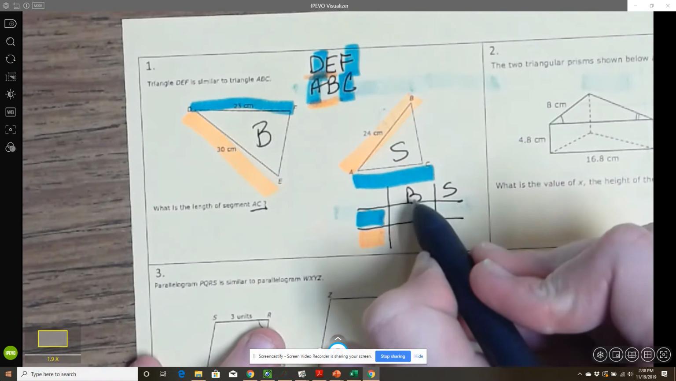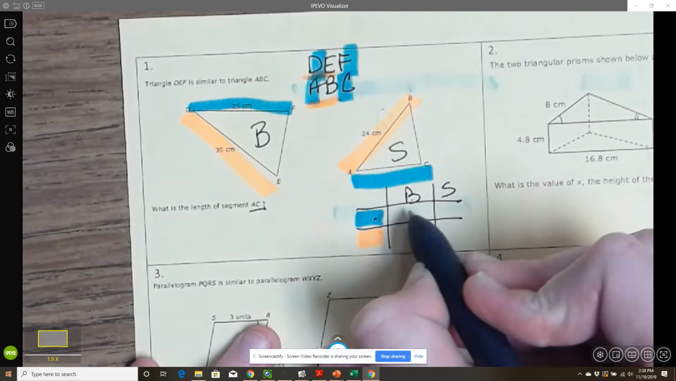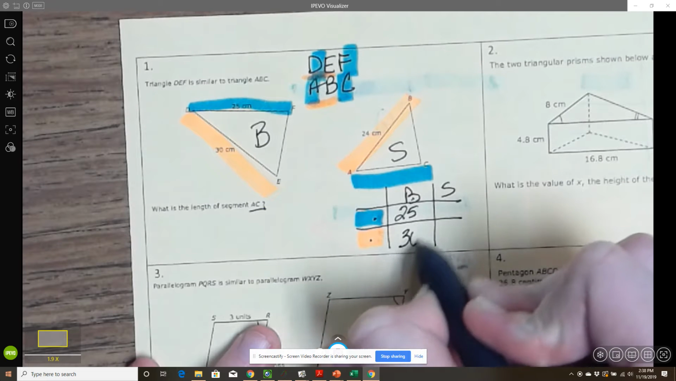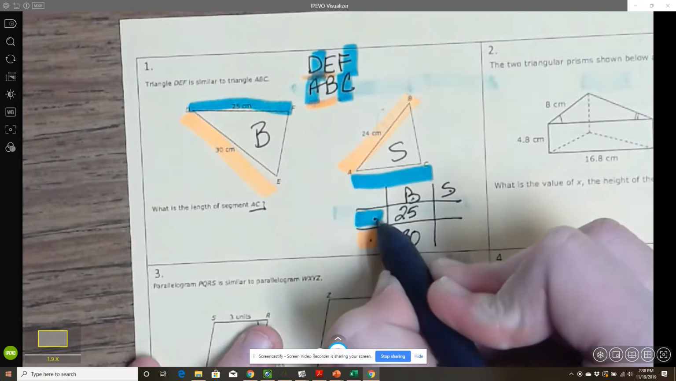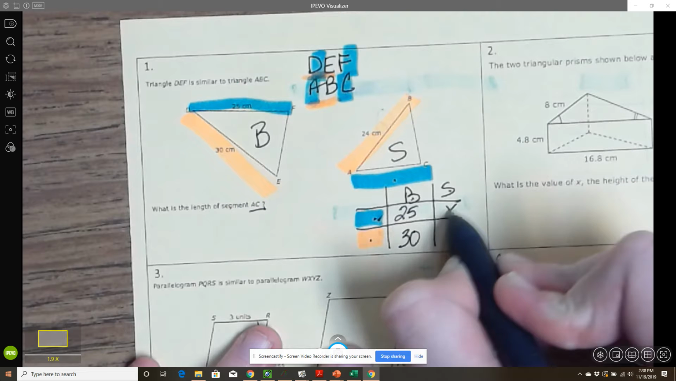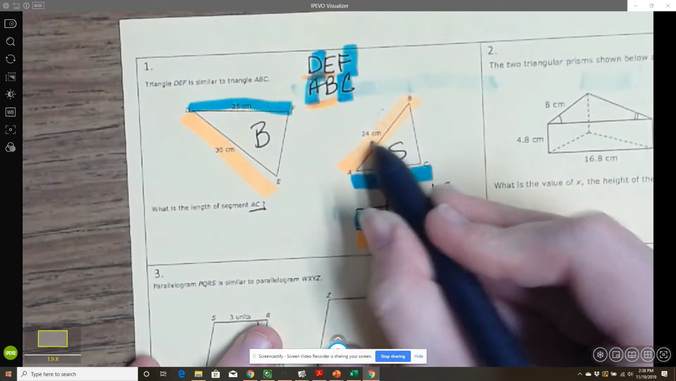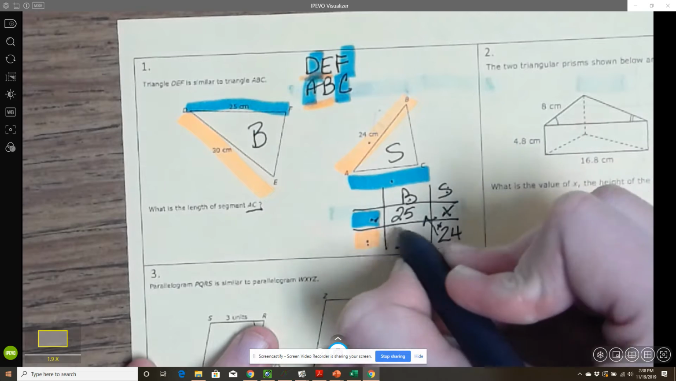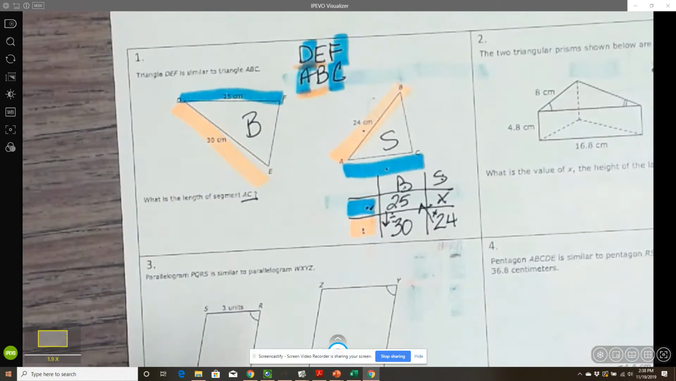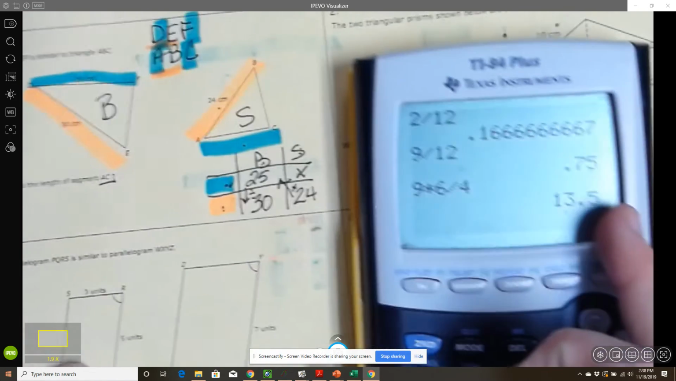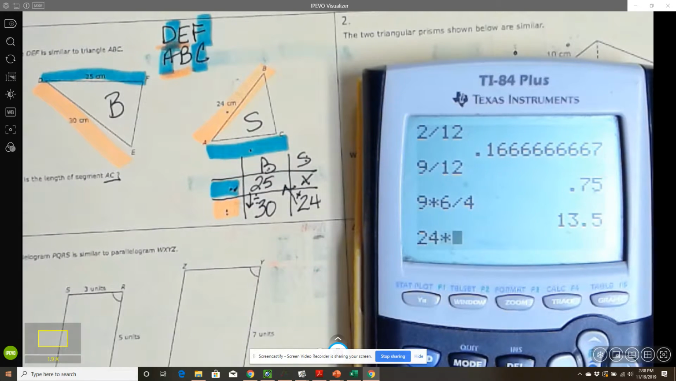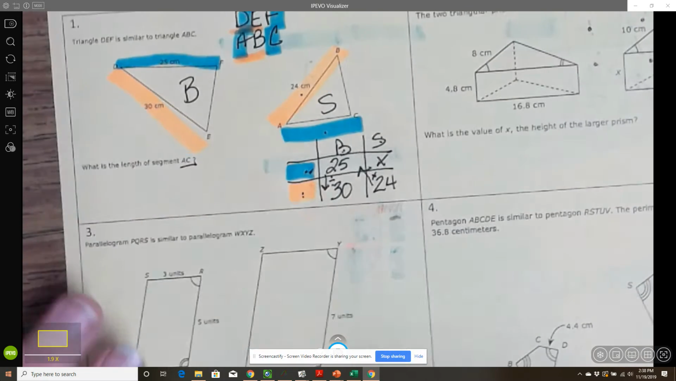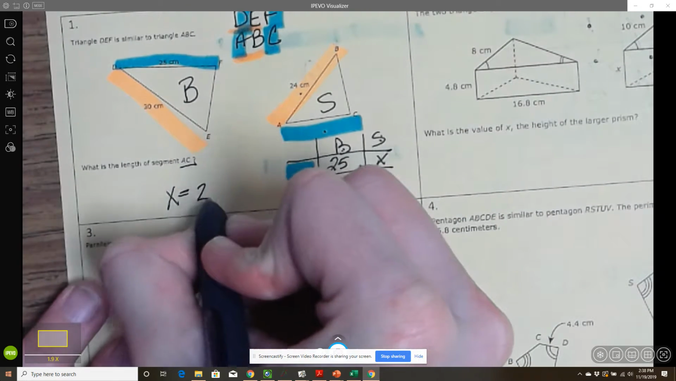And so big triangle, blue side is 25. Big triangle, orange side is 30. Small triangle, blue side, that's my missing. Small triangle, orange side is that 24. And then we cross multiply and then divide. So we would do 24 times 25 divided by 30. And X would be 20.